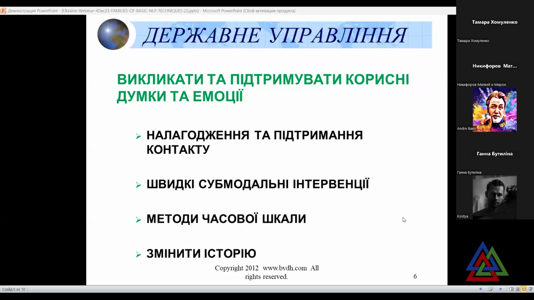Okay. Now back to our little slide here. That's an example of submodality interventions. Now, the third one is called timeline techniques.